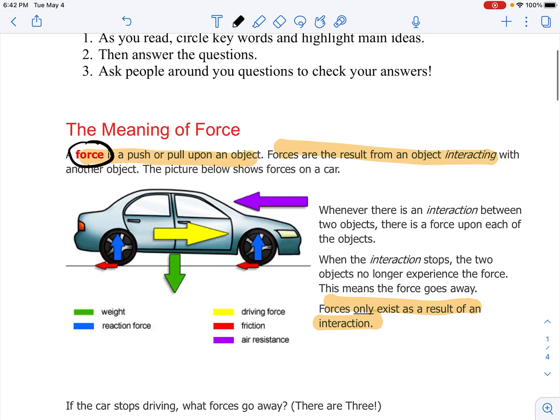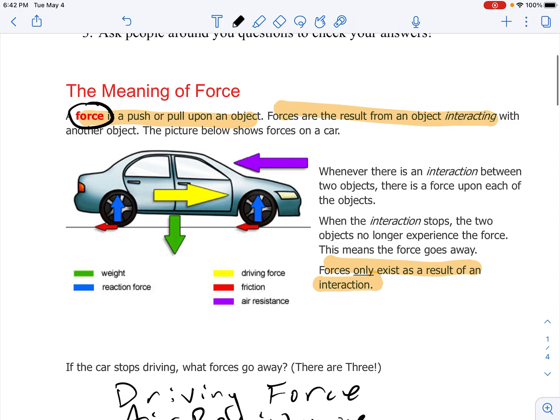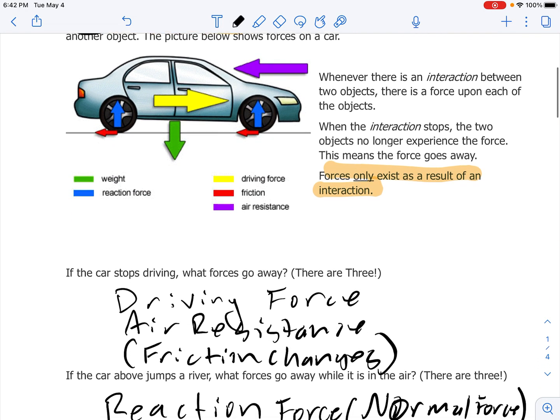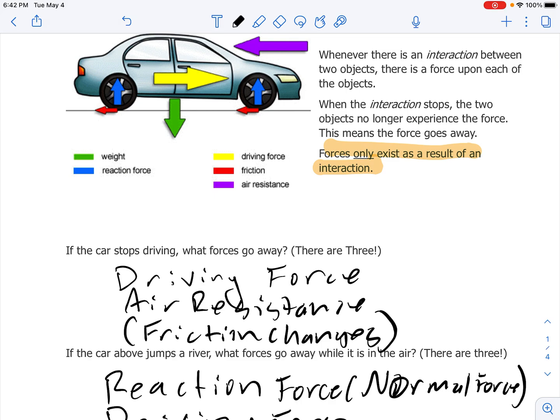All right, let's talk about forces. Forces are pushes or pulls that come from interactions of objects. So here, if the car stops driving, which ones would go away? Obviously, the driving force would go away. Air resistance, because it's not moving, would also go away. And friction would actually change.